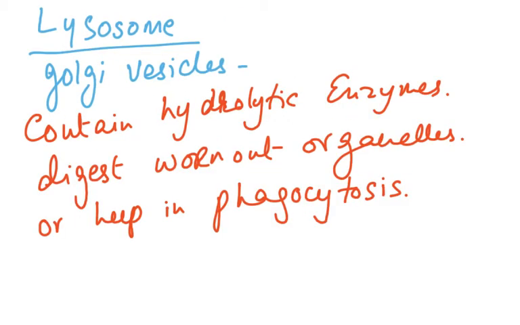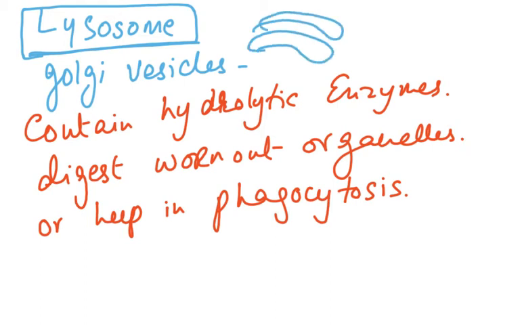Next is lysosomes. Lysosomes are actually specialized Golgi vesicles, and they bud off from the Golgi apparatus. They pinch off from here, and this results in a Golgi vesicle being formed. Golgi vesicles will come off from here and bud off, and if they contain hydrolytic enzymes, then they are given the name of lysosomes.